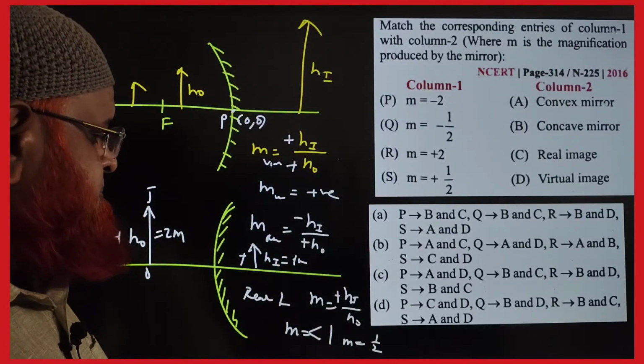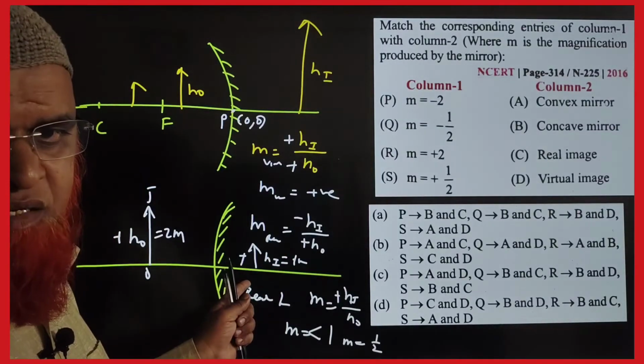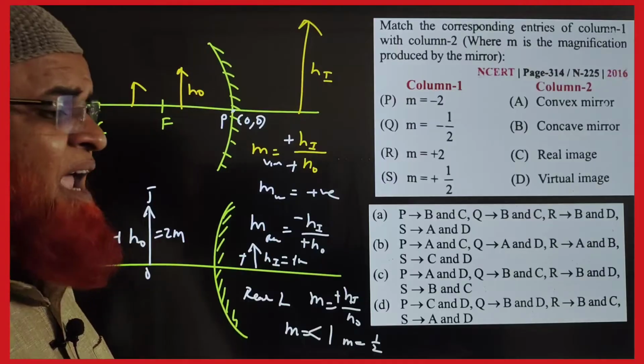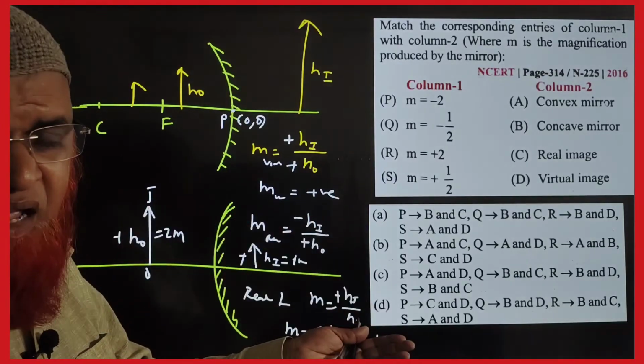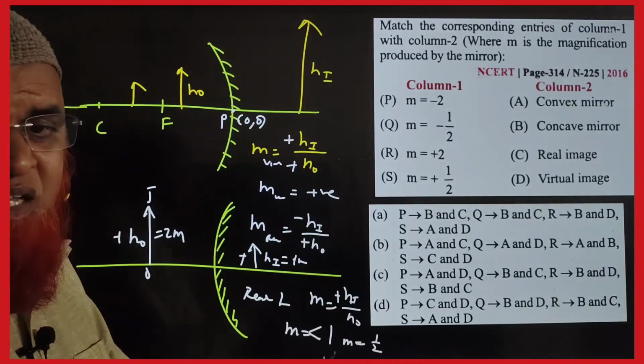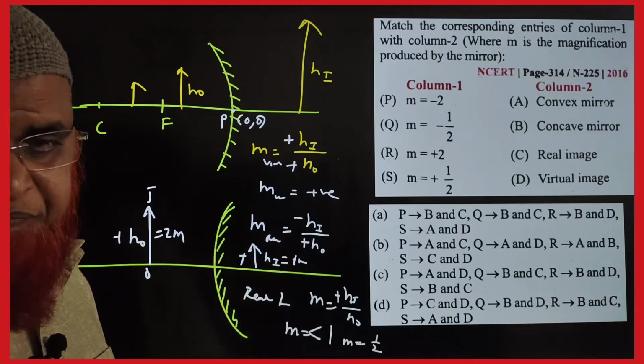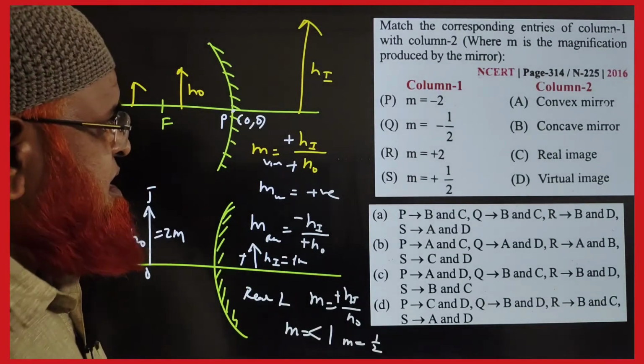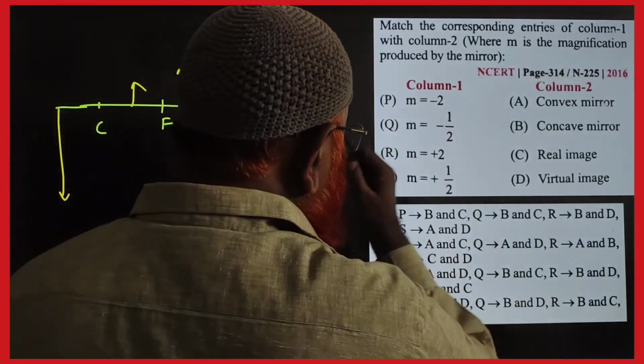And that too it's a virtual image. It is virtual, it is also behind the mirror. Any image formed behind the mirror is a virtual image. Any image formed on the same side as the object is a real image. So M is positive.